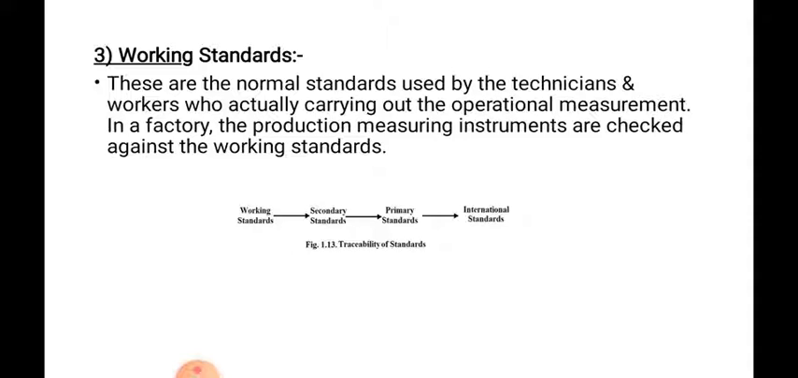In a factory, the production measuring instruments are checked against the working standard. Whatever measuring instruments are used at the factory will be measured against the working standard. So this is nothing but the working standard. I think all of you understand.